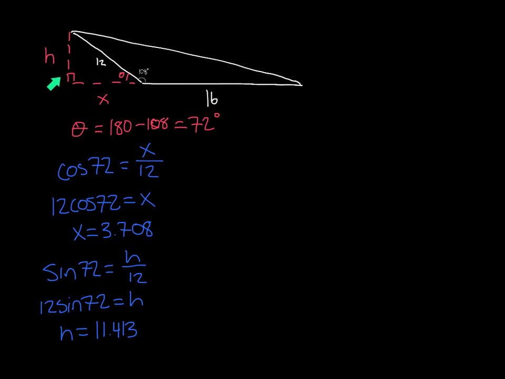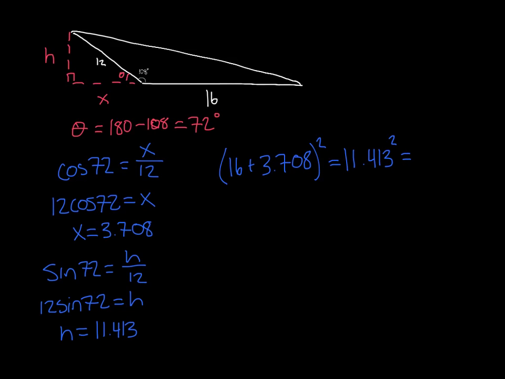So now I've got this piece and this piece. I've got leg 1. If I add x to 16, I get leg 2. And there's my hypotenuse that I'm looking for. So let's put all that together. My leg 1 is just going to be h, 11.413, squared. And leg 2 is 16 plus x, so that's 16 plus 3.708, and I need to square it.